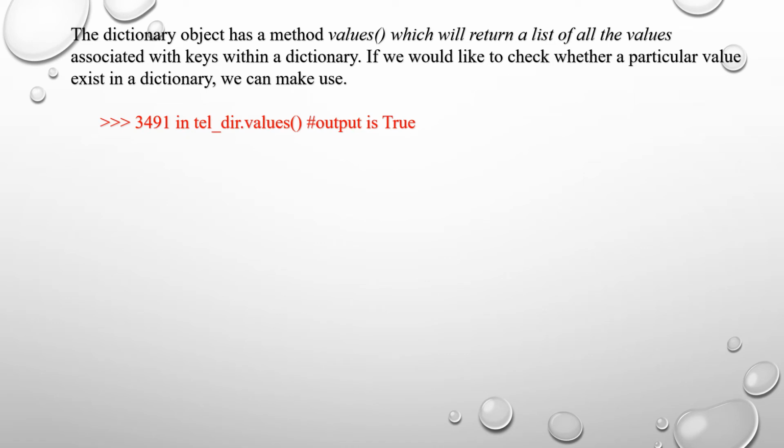The dictionary object has the method values, which returns a list of all the values associated with the keys within a dictionary. If we would like to check whether a particular value exists in a dictionary, we can make use of it. For example, take the value 3491, then use the in operator, then call my dictionary tel_dir and invoke the method values. This will give True.